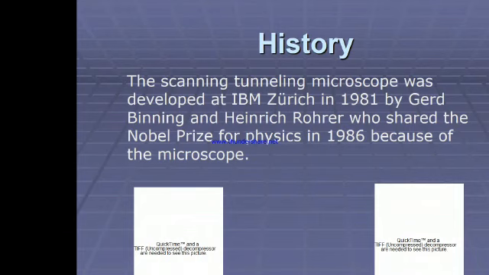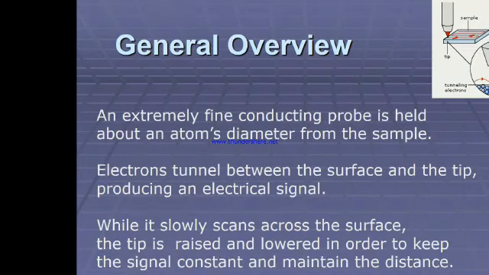A brief history: it was founded in Zurich, Switzerland, in 1981 by Gerd Binnig and Heinrich Rohrer, who were later rewarded with the Nobel Prize for Physics in 1986 because of their invention.